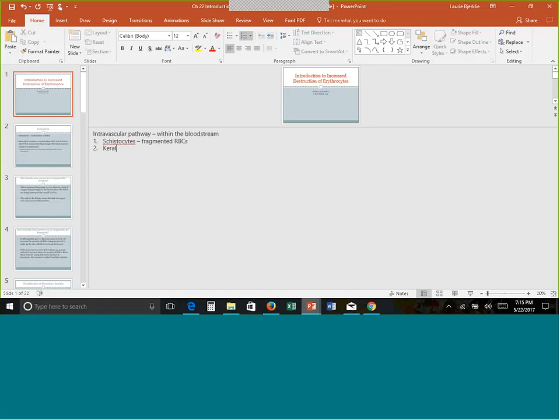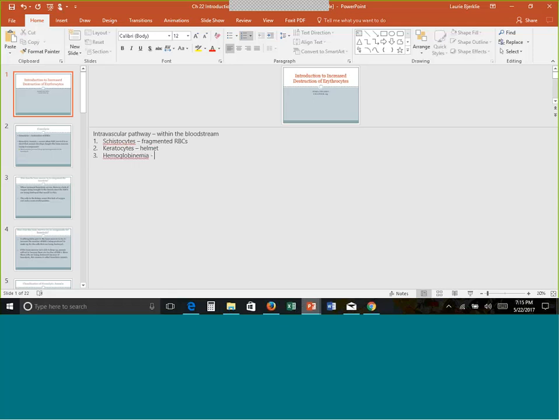Another sign would be keratocytes. Remember, those are the helmet cells. Keratocytes are found in all the same conditions as schistocytes. So they're both found together. They're both big signs of intravascular hemolysis occurring. So that's sign number 2. The 3 hallmark signs of an intravascular hemolysis is, one is hemoglobinemia.